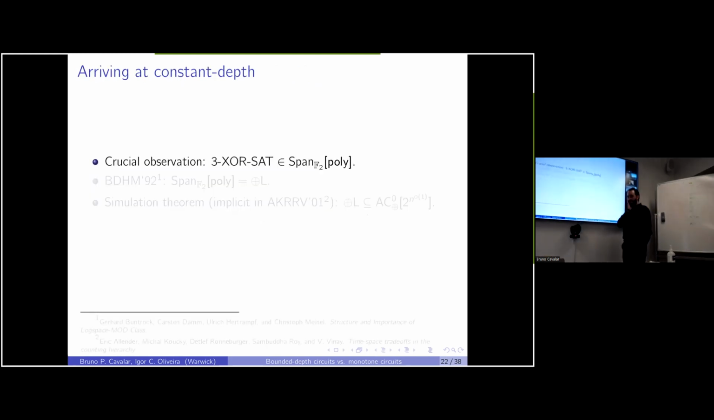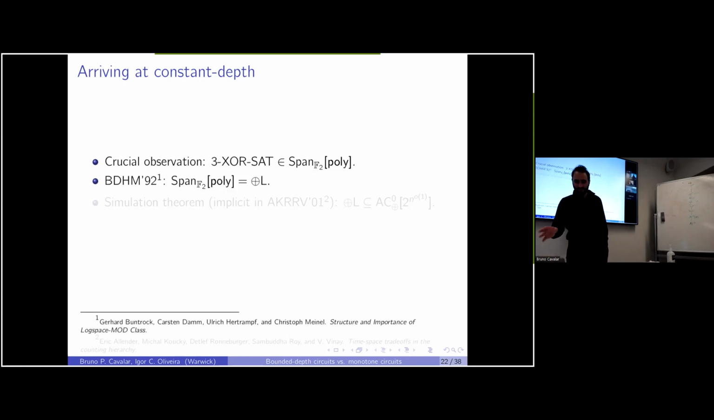So the crucial observation is that 3-vector set can be computed by polynomial size span programs. Probably won't define span programs, but I have some slides at the end. I can show how to do this. This is not so difficult if I define what span programs are, but this is the same thing as this class that I wrote here, ParityL.